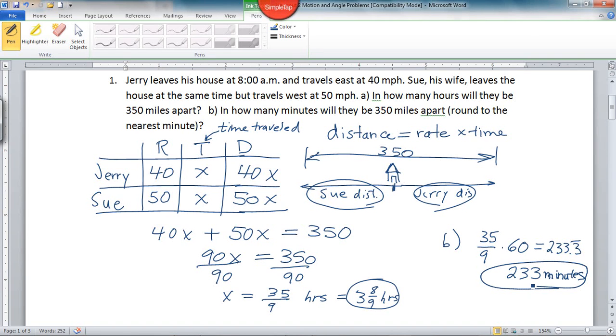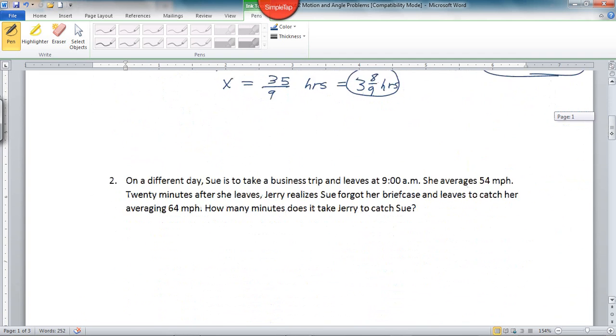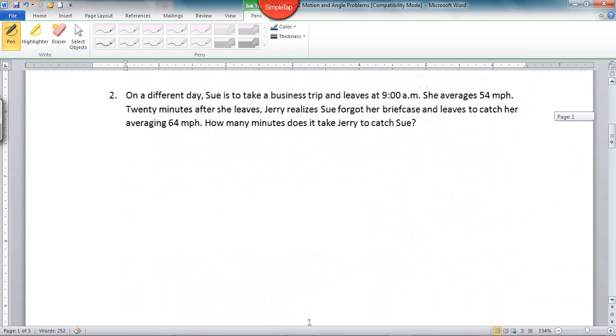All right, so that answers number 1. Let's see what else we've got here. Number 2. On a different day, Sue is to take a business trip and leaves at 9 a.m. She averages 54 miles per hour. 20 minutes later, though, Jerry realizes Sue forgot her briefcase and leaves to catch her, averaging 64 miles per hour. So he will catch her because he's going a little bit faster there, but he leaves later. How many minutes does it take Jerry to catch Sue?